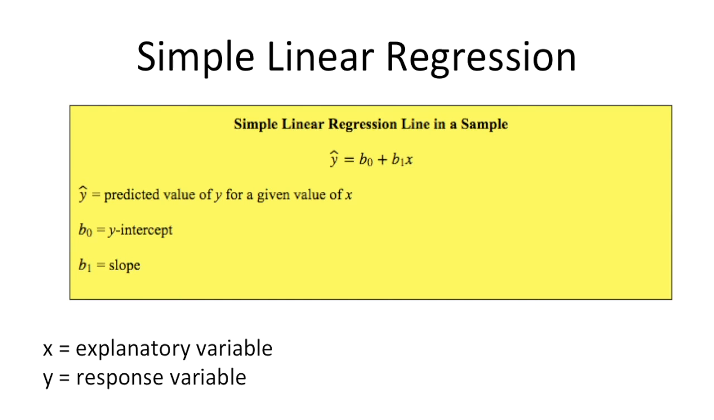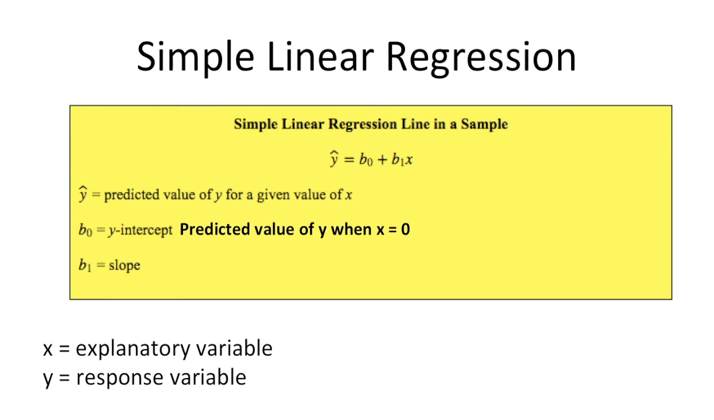In simple linear regression, x and y are not interchangeable. X must be the explanatory, and y must be the response variable. Because the way that this equation works, we're using x to predict y.